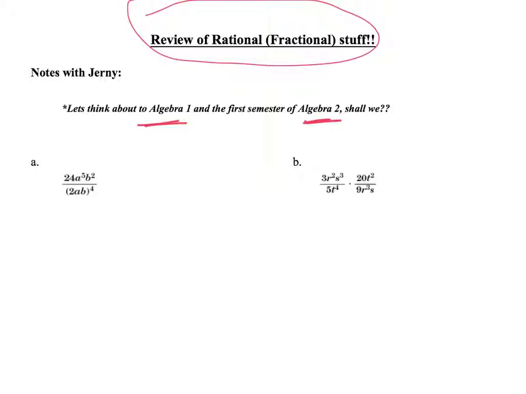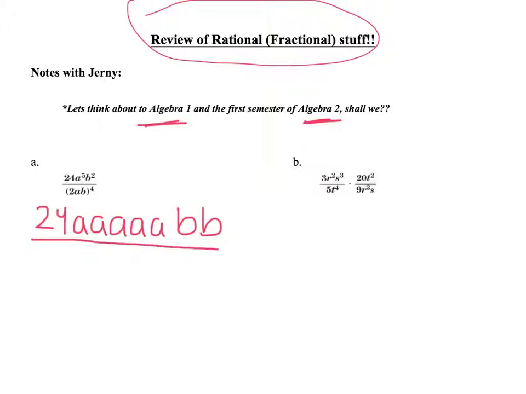For part A, a couple different rules happening here, or you can just write it out the long way. If I were to write this out the long way, I would have 24A, A, A, A, A. That's a to the fifth, and then B squared over 2AB, I'm going to write that 4 times. That's what that little 4 there means. So 2AB, 2AB. And then remember, you can start canceling things out.